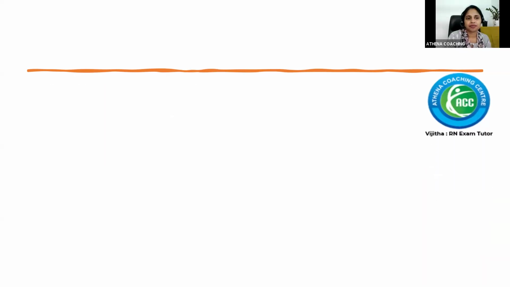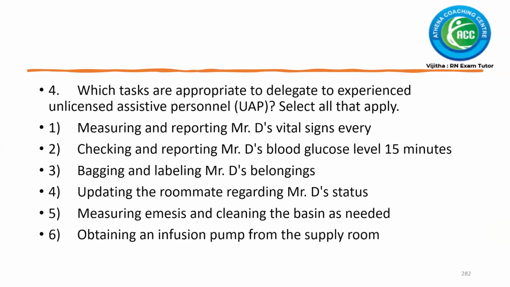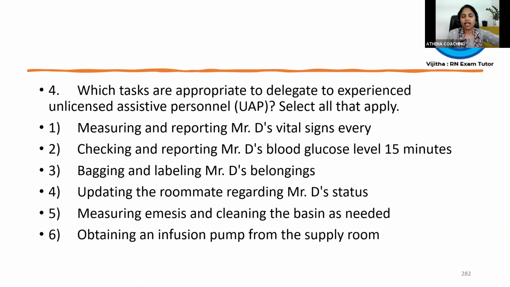Next. Which tasks are appropriate to delegate to experienced, unlicensed assistive personnel? Select all that apply. In this same case of Mr. D, several actions are mentioned. Which of these can be given to the unlicensed assistive personnel? Please read carefully and select.